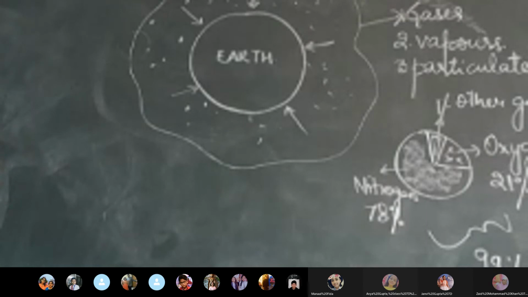Once the carbon dioxide increases, that means the ozone is not able to do its work properly, and then we have the radiations penetrating the earth. Yeah, so it is we people who are polluting the earth.